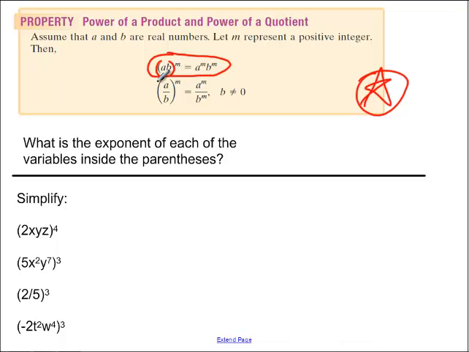Same thing holds true down here. A over B to the mth power is A to the mth power over B to the mth power. And by the way, B cannot be 0, only because this denominator cannot be 0, so therefore B can't be 0. We're ruling that out, but that's essentially the rule itself.